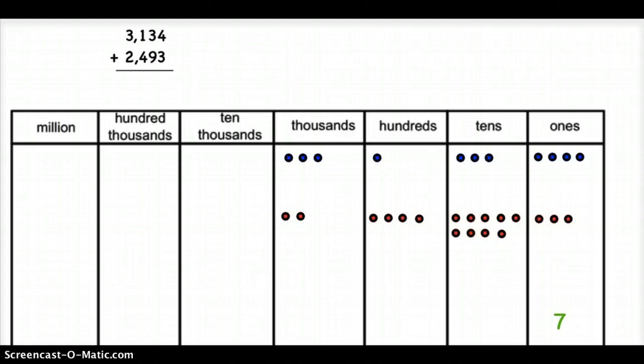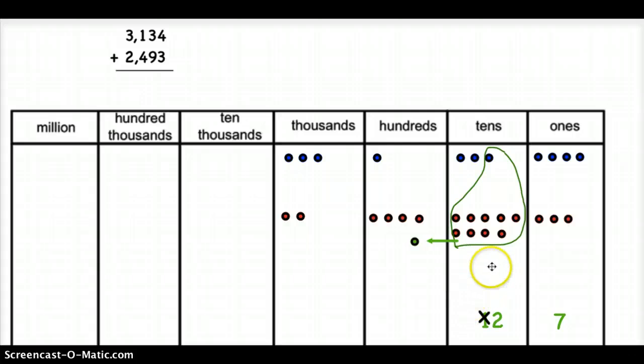So when I add using my place value chart, I'm adding all of my ones together first. I have 7 ones. Then I move to the next place value, the tens. When I count all of my tens up, I find that I have 12 tens. Now the students know that this is a problem because we can't have a two-digit number in a place value. So we're going to have to bundle or regroup.